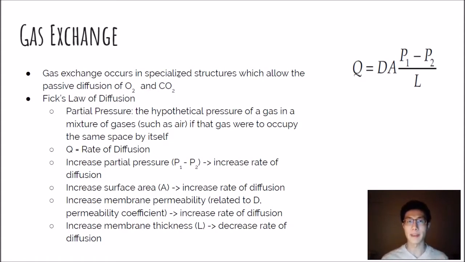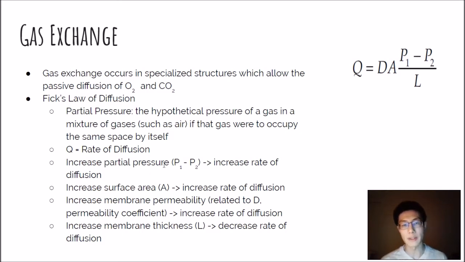We can explain this with a little bit of physics, more specifically with Fick's law of diffusion. We have the Q value, which is basically the rate of diffusion, and we also have partial pressure. Partial pressure is the hypothetical pressure of a gas in a mixture of gases, such as air, if that particular gas were to occupy the same space by itself. So this is the partial pressure over here.